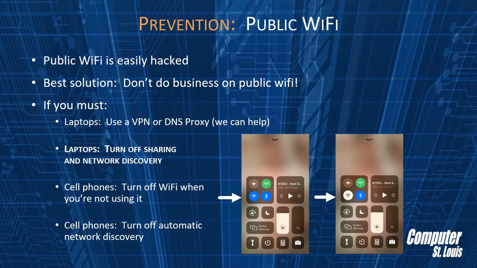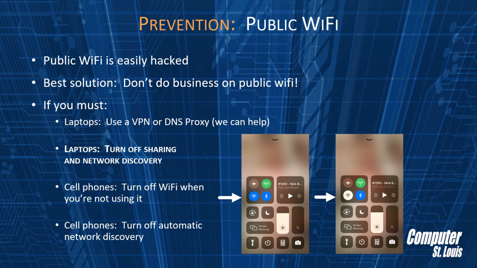Public Wi-Fi. It is easily hacked. It is easily spoofed as well. Hackers will drop off a tiny little Raspberry Pi device, plug it into a Bread Company outlet, and impersonate the St. Louis Bread Company Wi-Fi.